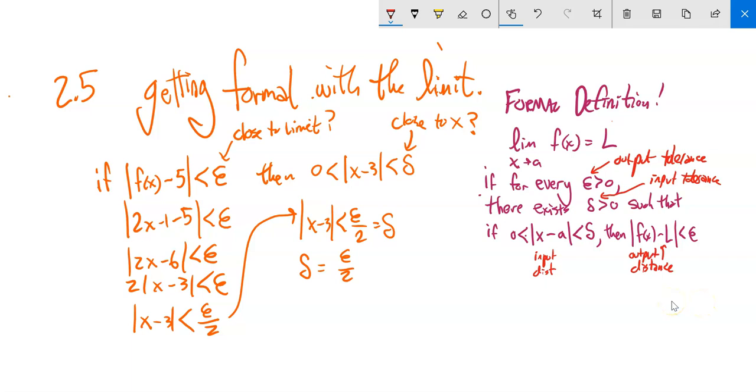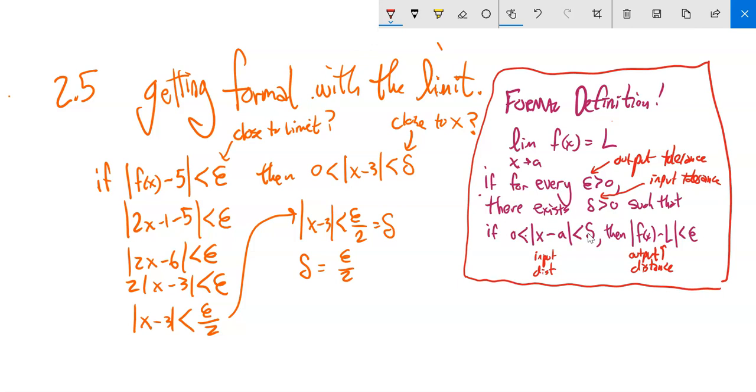So in other words, close enough. For everything that's an output tolerance, if we know that this exists, we know that that exists, and they're within their tolerances. It's a really formal way of saying close enough, and close enough forever. I'm going to draw a picture that might get at this a little bit as well.